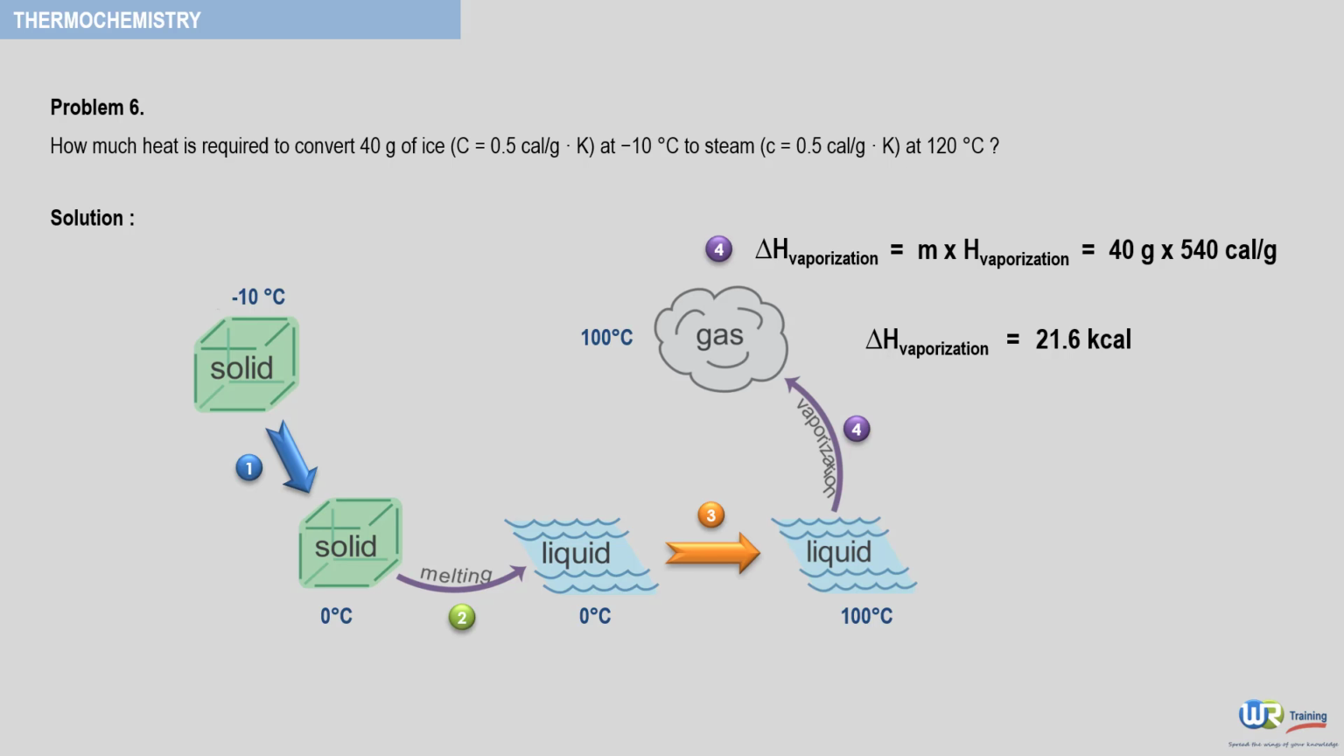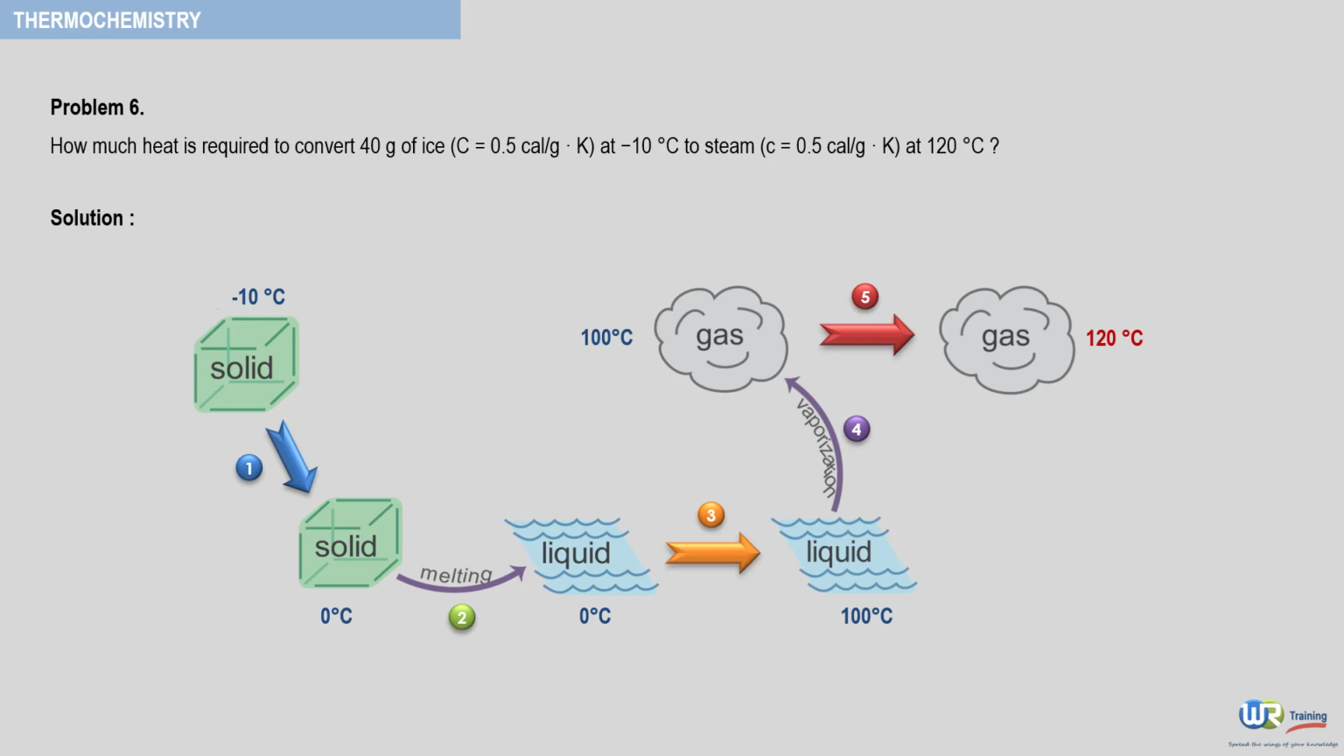And finally, the final step consists of heating the vapor, or the steam, from 100 degrees Celsius to 120 degrees Celsius, and the delta H for this step can be calculated by multiplying the heat capacity of steam by the temperature change. In our case, the delta H heating of the steam is equal to 0.4 kilocalorie.